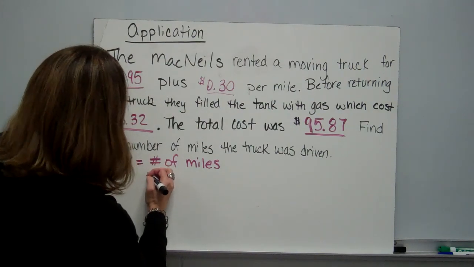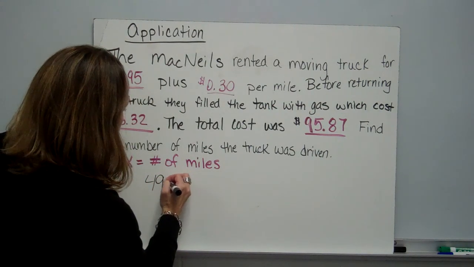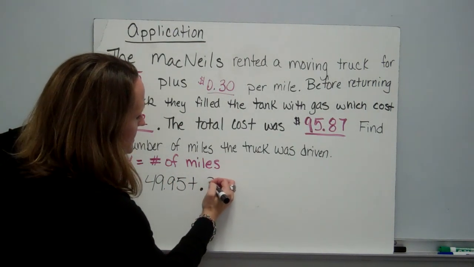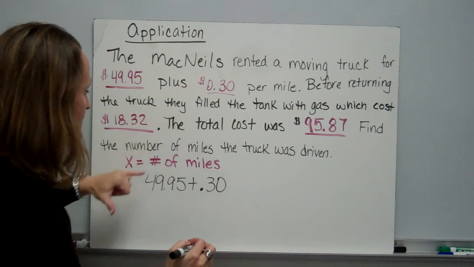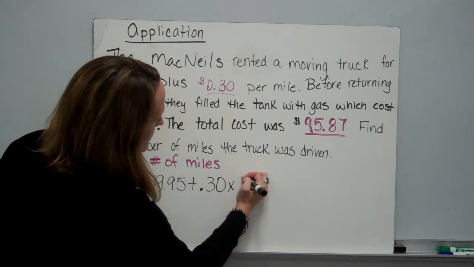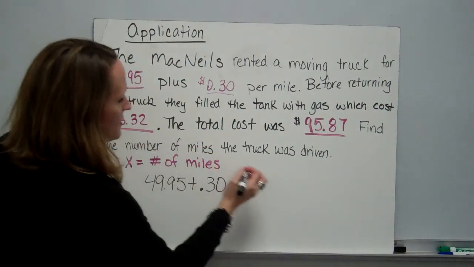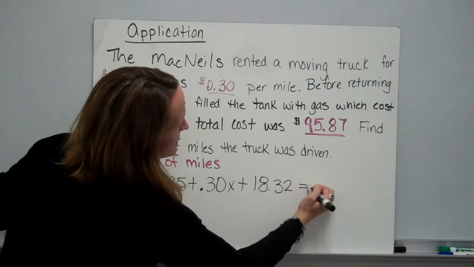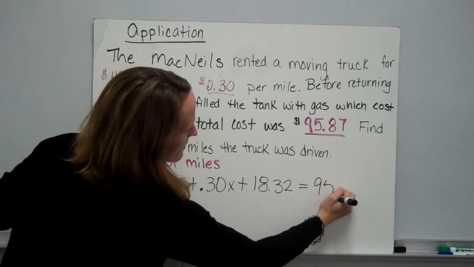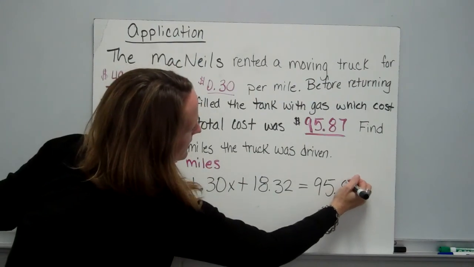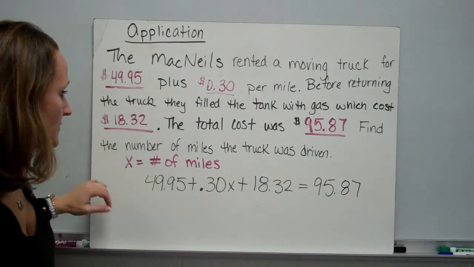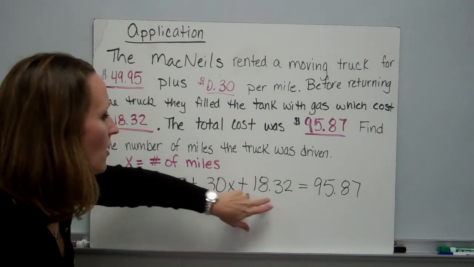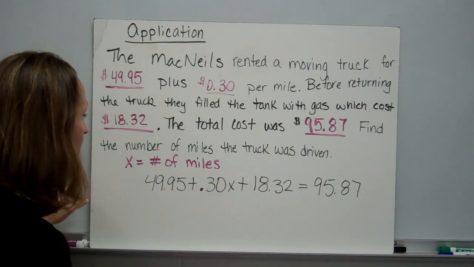We're going to take the $49.95 plus our 30 cents per mile, so 30 cents times x, plus $18.32, and we're going to set it all equal to $95.87. From there, we can combine our like terms, and in this case, our like terms are our numbers without the variable.